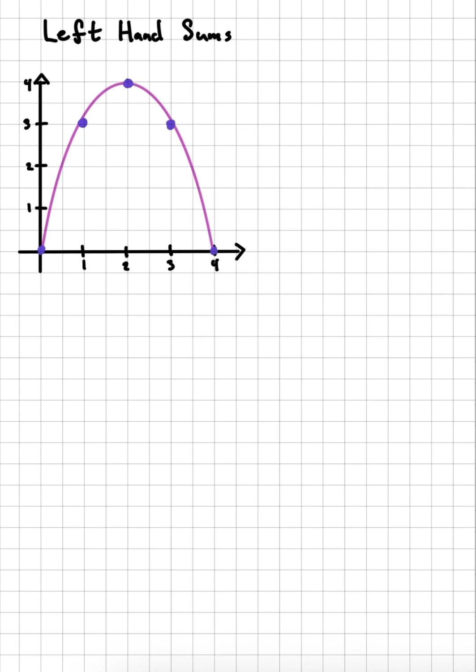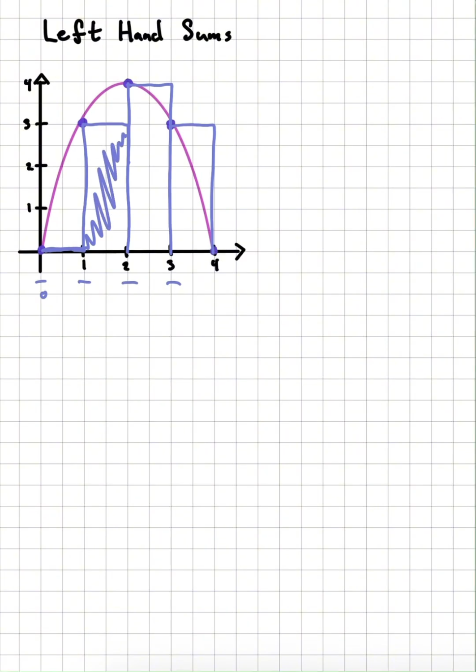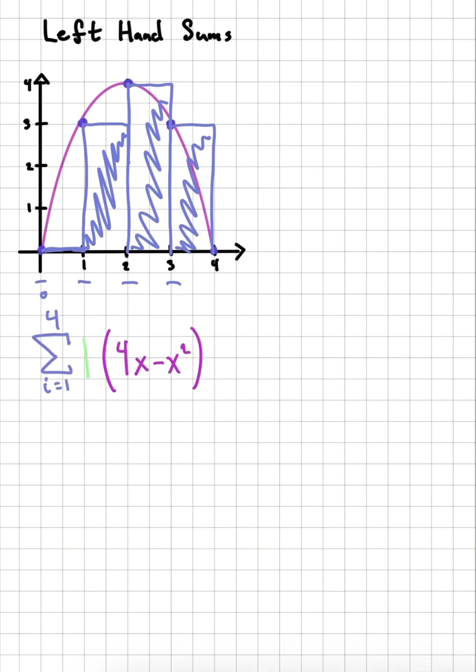Next up is left-hand sums. Now everything we learned with the right-hand sums applies to the left-hand sums, except that we're going to start using these 4 numbers instead. Starting at 0, the y value is 0. At 1, the y value is 3. At 2, the y value is 4. And at 3, the y value is 3. So now we can use the equation to find the area of each rectangle, which we can add together to find the approximated area under the curve.